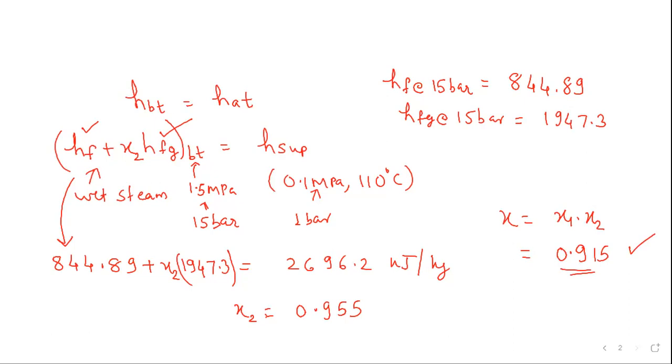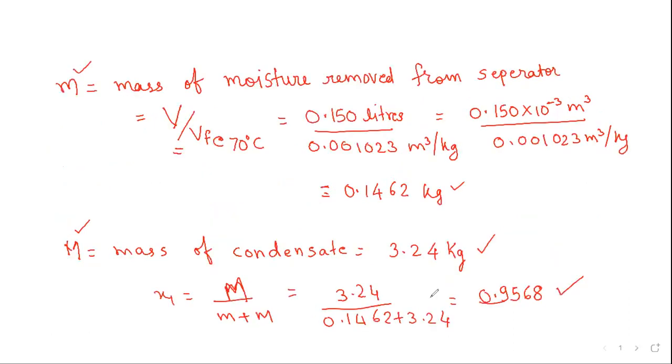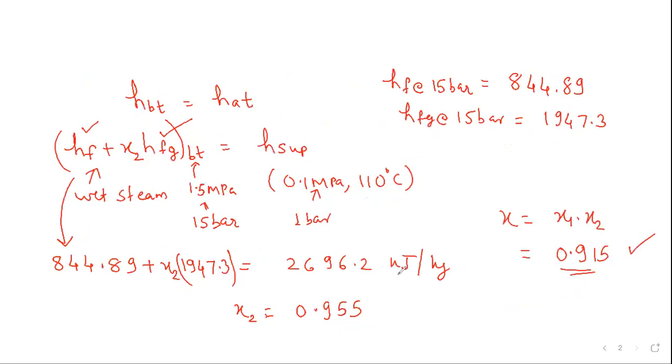Okay, so this is how we need to do the calculations when the readings from the separating and throttling calorimeter are available with us. Just to revise, how do you find x1? X1 we found from the mass balance as capital M upon small m plus capital M, and x2 you found from the enthalpy balance across the throttling device, that is enthalpy before throttling is equal to enthalpy after throttling, and then once you found x1 and x2, you get x is equal to x1 into x2. So this is how this very interesting kind of experiment is performed, and such readings yield us the value of dryness fraction of the steam. Thank you.